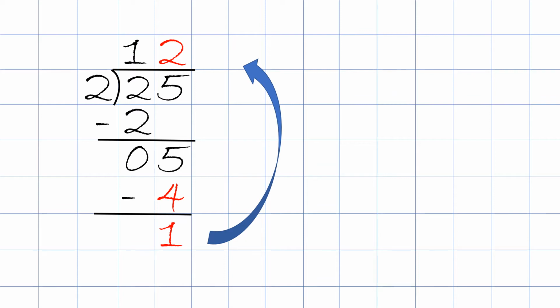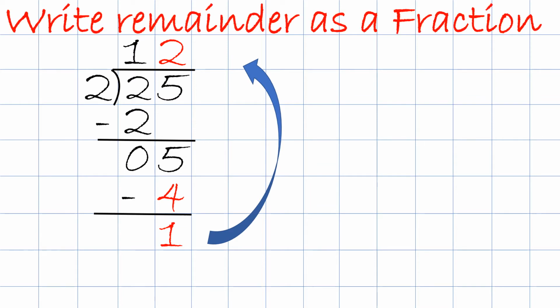12 remainder 1 is a totally acceptable answer, but sometimes your assignment may ask you to write the remainder as a fraction. So instead of writing R1, we take 1, draw the little dividing line, and the 2 is the divisor. So we take the divisor and we write underneath as the denominator. So the answer is 12 and 1/2.